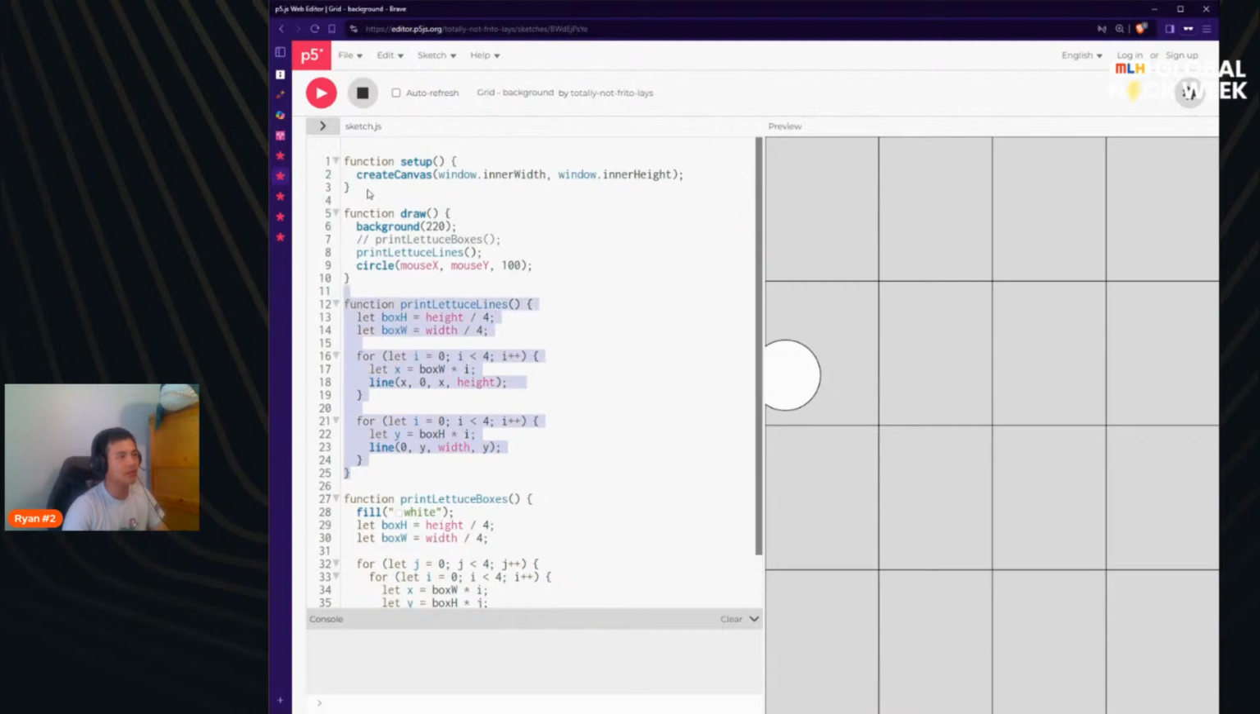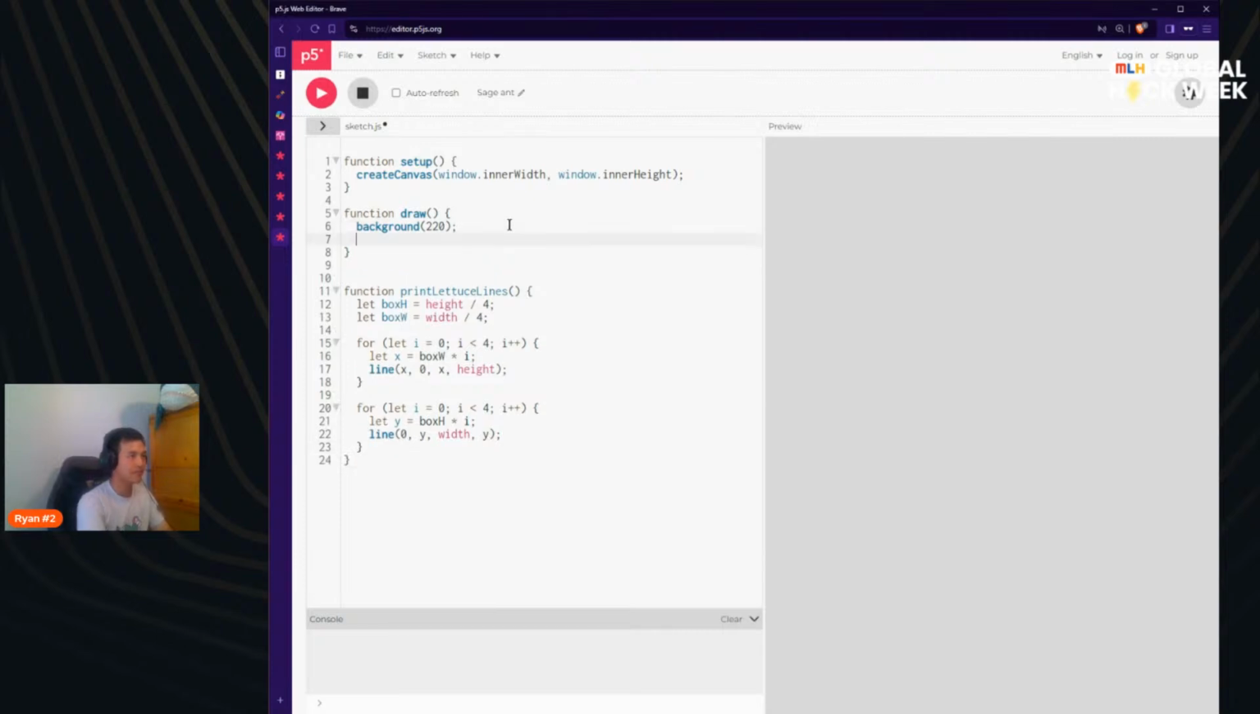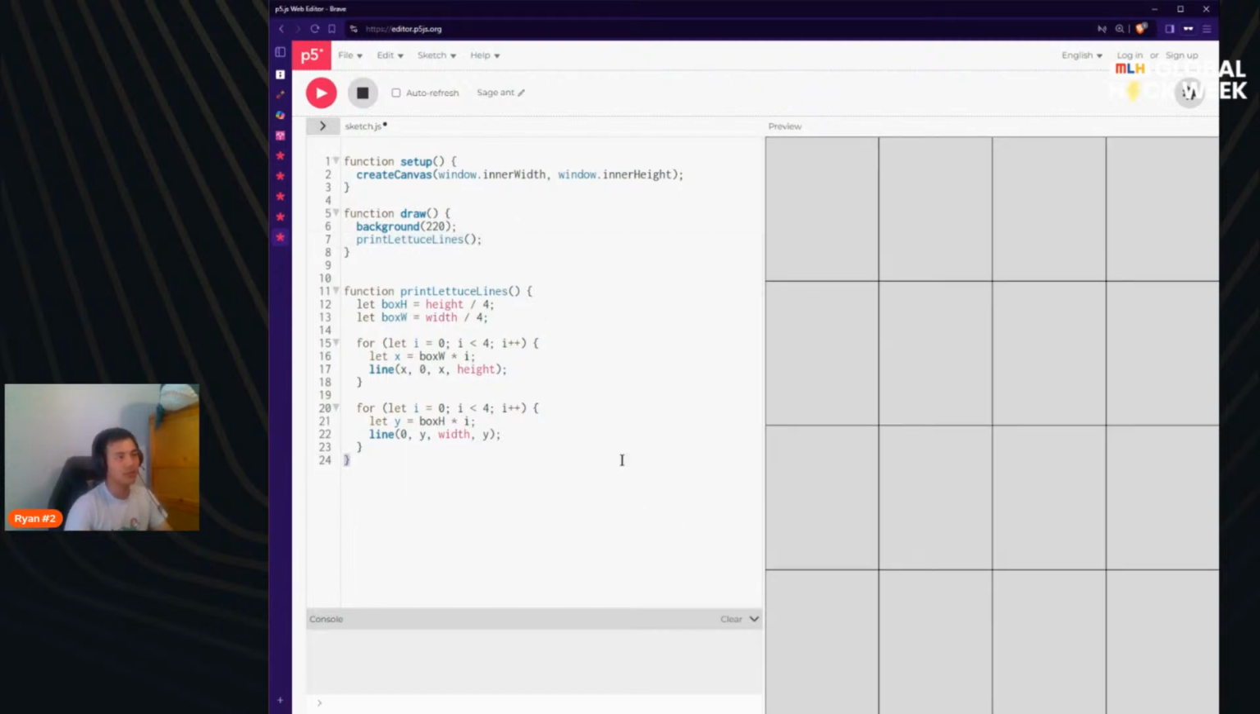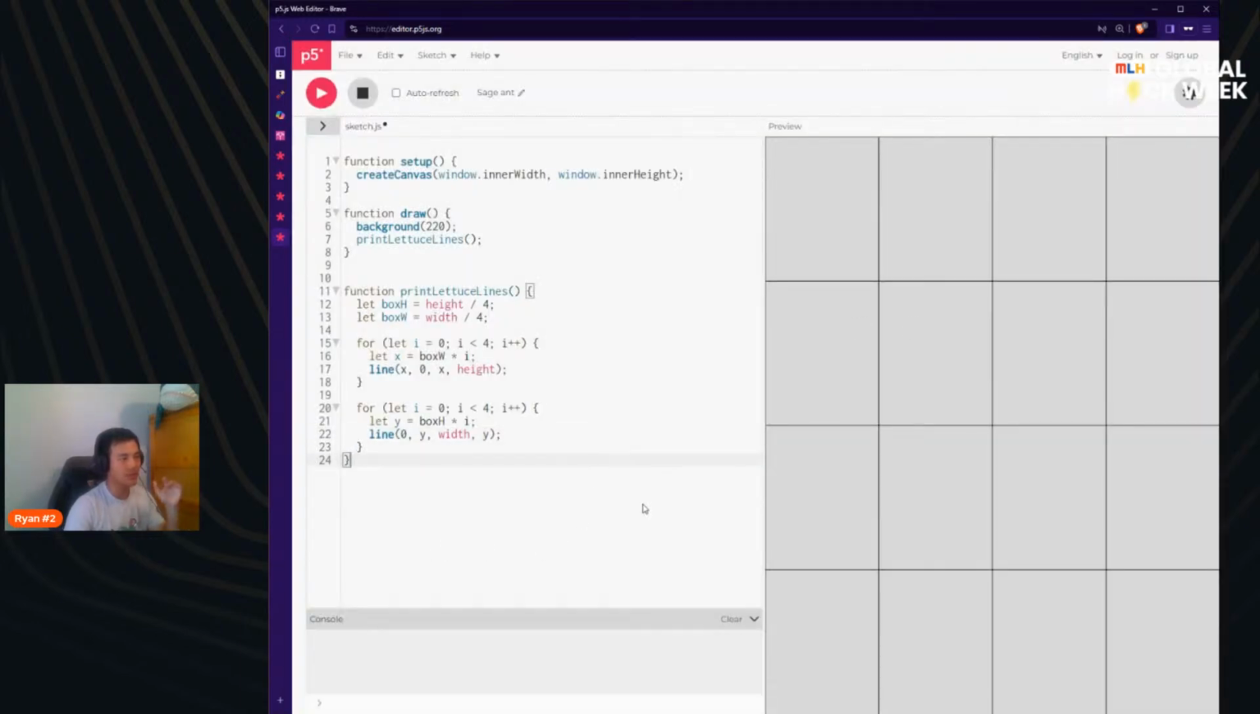I'm gonna go ahead and yoink this, paste it over here. We're going to run print lettuce lines, run this puppy. There we go. That's just my compulsive control saving. So what we've done here is we've made 4 sets of lines, divided the whole screen up into 16 squares.